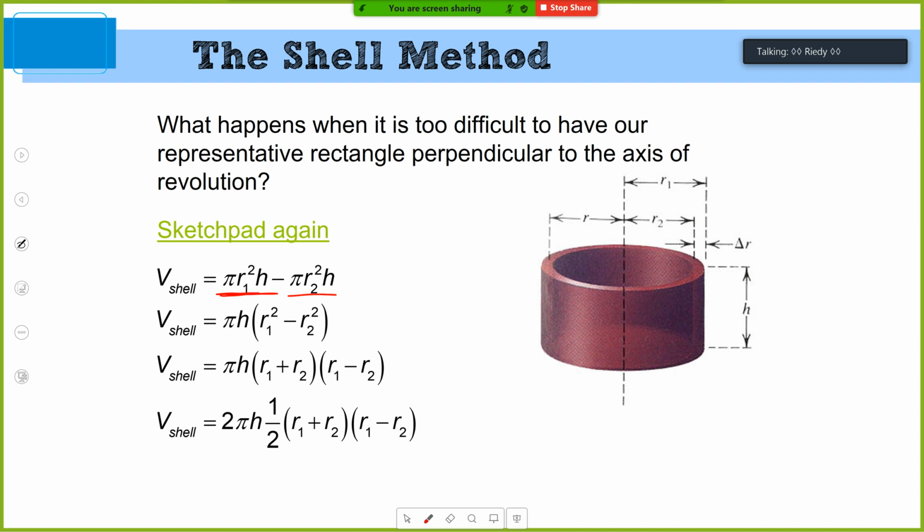Then a 2 and a 1/2 magically appear. Why did I do that? I'll show you in a second. I needed a 1/2 in there. I can't just randomly put in a 1/2, so I also included a 2. Now, the reason I need a 1/2 in there is because I want to talk about this thing. I needed that expression, 1/2 (r1 plus r2). What is that?